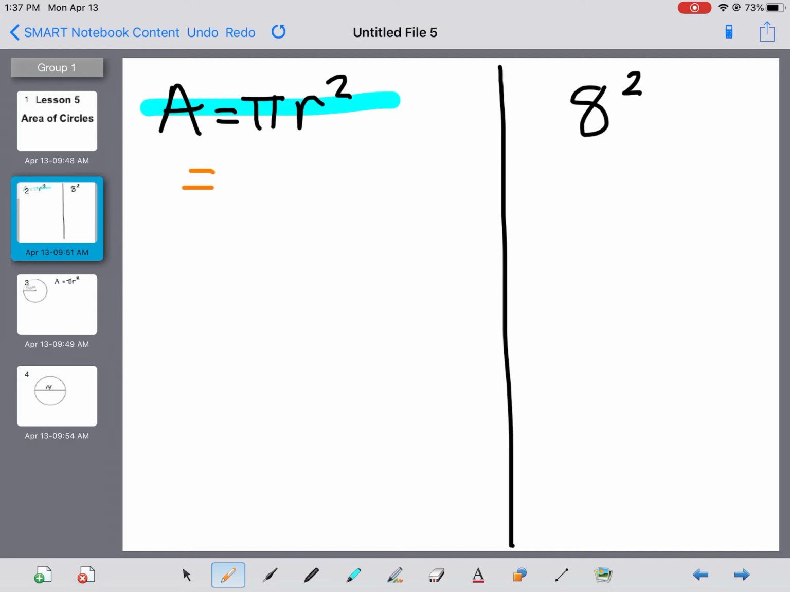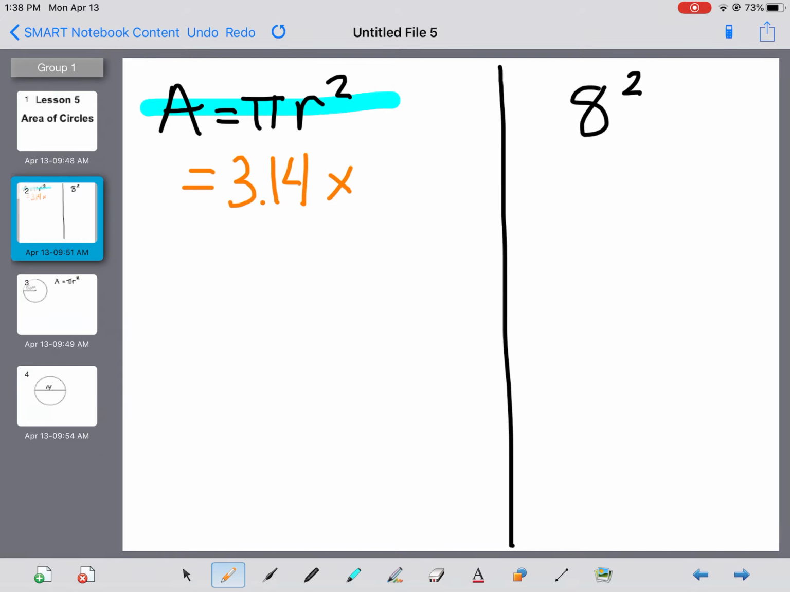All right, and we already know part of this formula. So in order to find the area, we know from last lesson what pi is. We're using 3.14 to represent that really, really long special number that keeps going and going and going. We're going to represent it with 3.14.